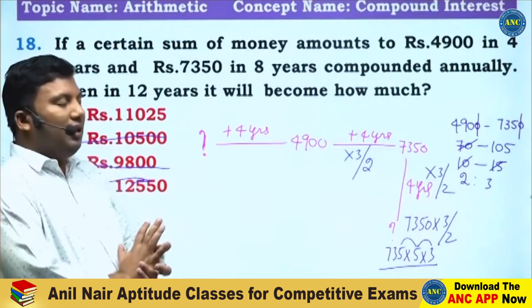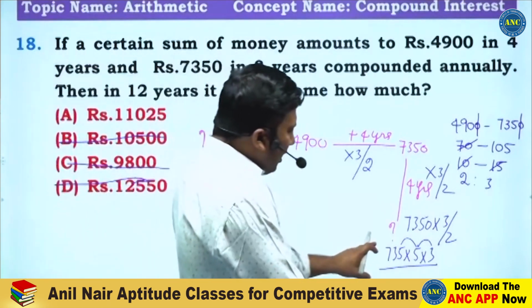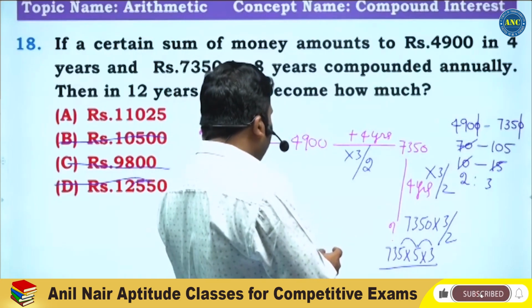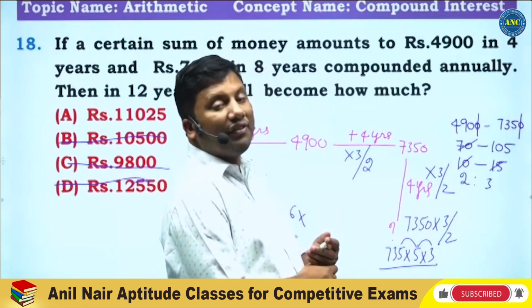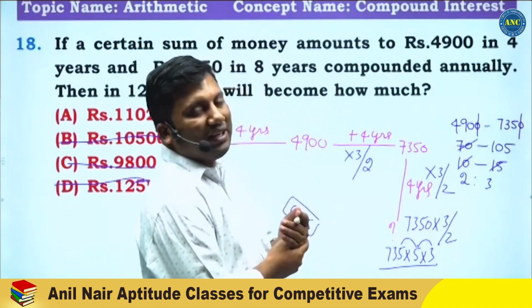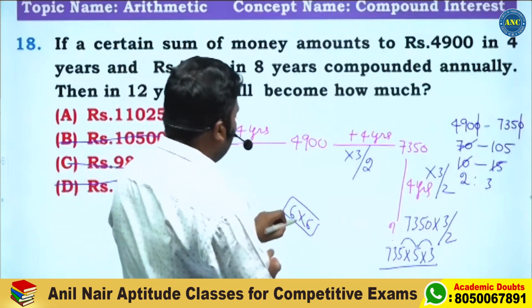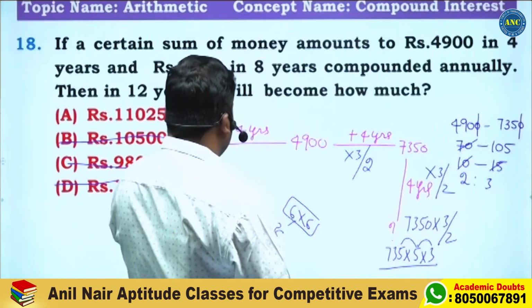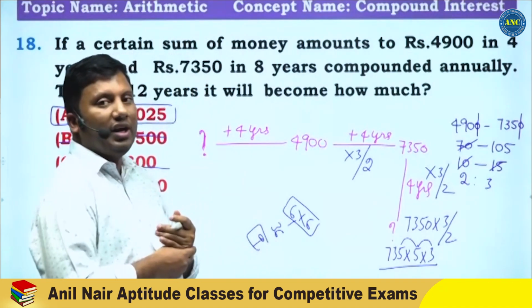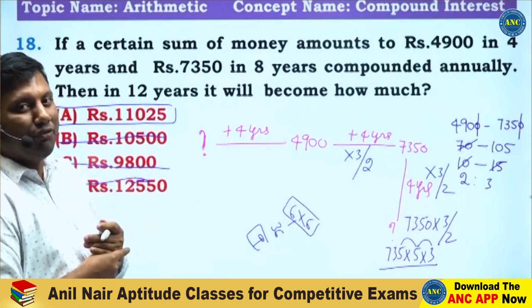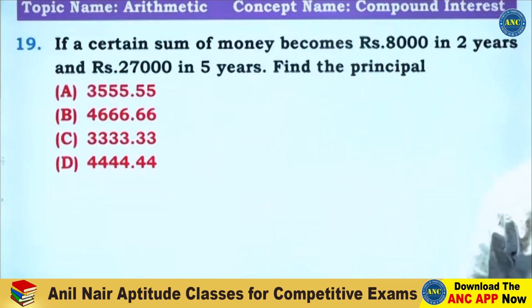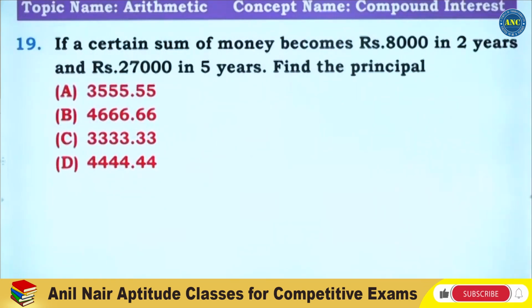You can also check by using digital sum. 735, 7 plus 3, 10, 10 plus 5, 15, 15 is 6, 5 3s are 15, 15 is 6, 6 6s are 36, 36 digital sum is 9. Answer digital sum should be 9. 11025, 1 plus 1 is 2, 2 plus 2 is 4, 4 plus 5 is 9. I hope the idea is clear. Next one, read these questions.